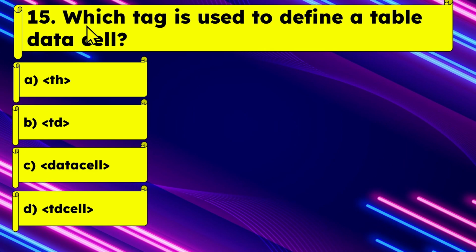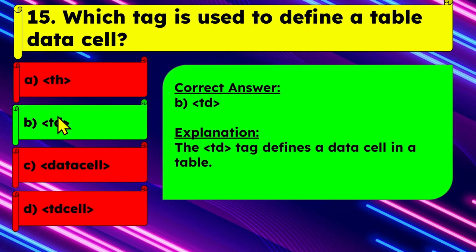Our next question is, which tag is used to define a table data cell? Option A th tag, option B td tag, option C data cell tag, or option D td cell tag. So here the correct answer will be td tag. As you can see, the td tag defines a data cell in a table.